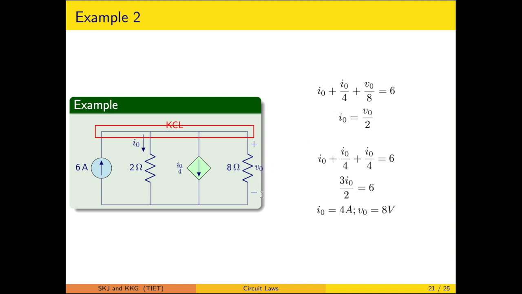Another one: because these elements are connected in parallel, the voltage across this 2 ohm resistance will be exactly equal to the voltage across this 8 ohm resistor. So you can relate I0 and V0. What does I0 suggest? V0 by 2. You make a substitution of this and solve, and you will get the value likewise.